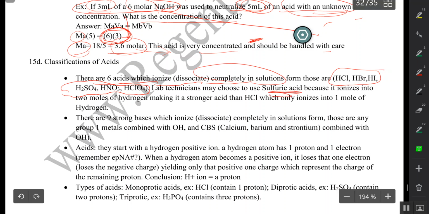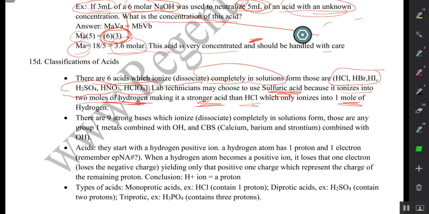Sulfuric acid tends to ionize into 2 moles of hydrogen, making it a stronger acid than hydrochloric acid, which only ionizes into 1 mole. So sulfuric acid ionizes into 2 moles, and hydrochloric acid will only ionize into 1 mole. So this is even stronger than HCl.